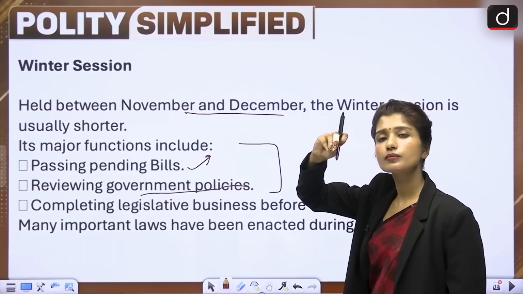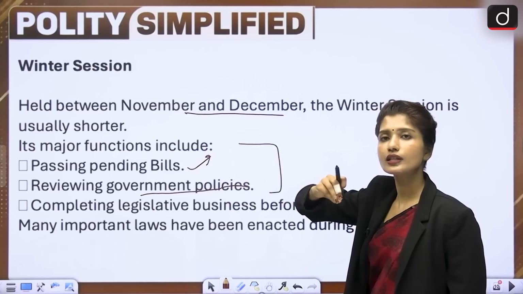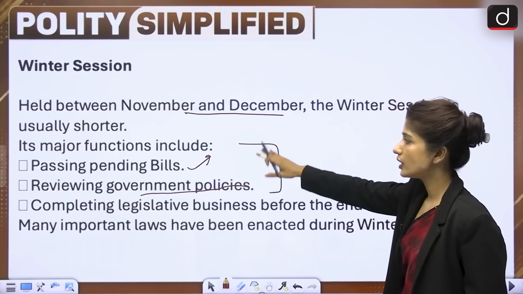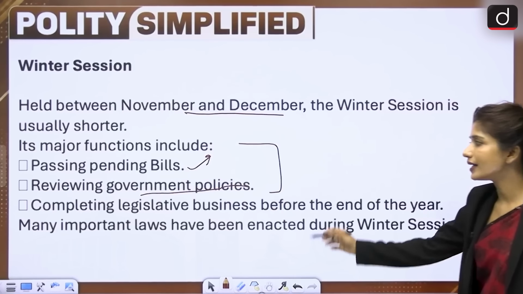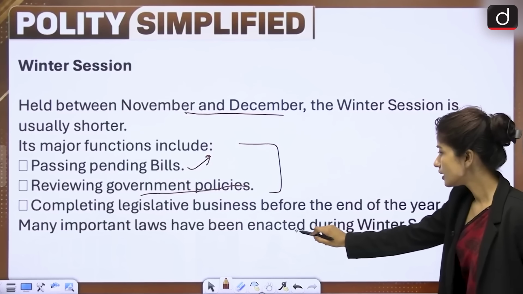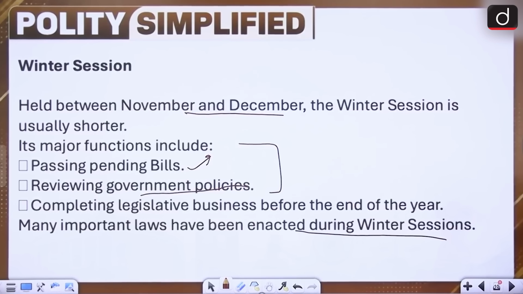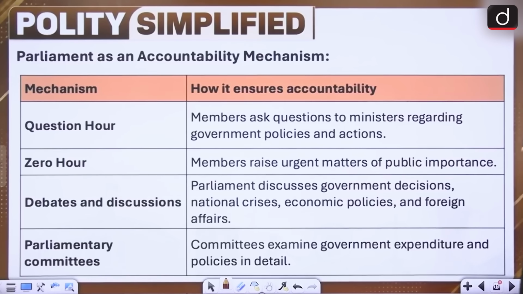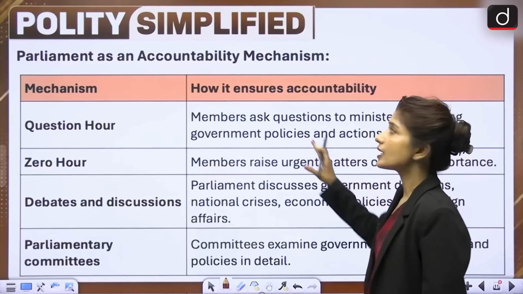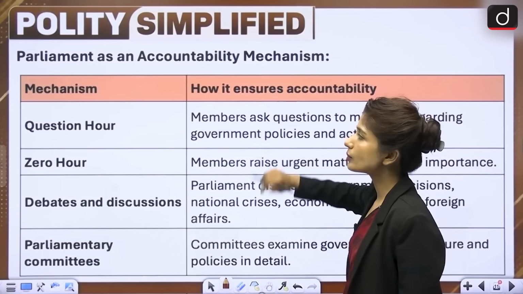So the government is questioned about whatever they were working on during that time. Here also government policies are reviewed, and it is very important because during the winter session, several important laws are enacted. Now, Parliament has accountability mechanisms. What are the accountability mechanisms?